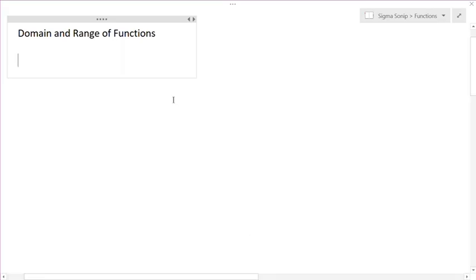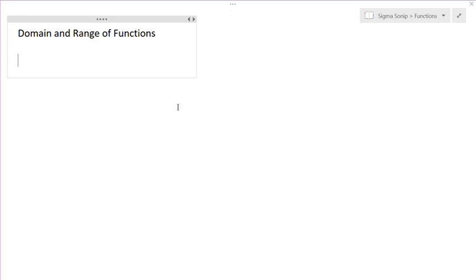In this video, we are going to look at domain and range of functions. If you recall from the previous video, you would remember that domain is the set of all first elements of the ordered pairs in the function, and likewise range is the set of all second elements of the ordered pairs in the function.